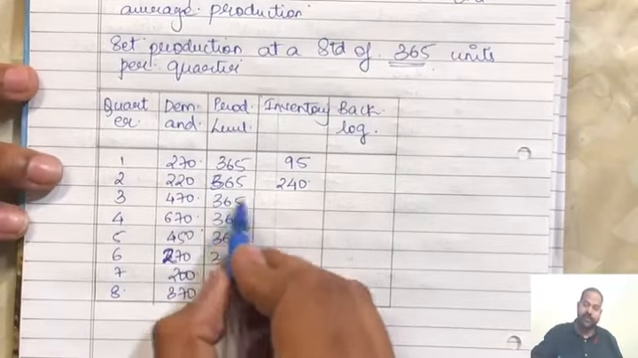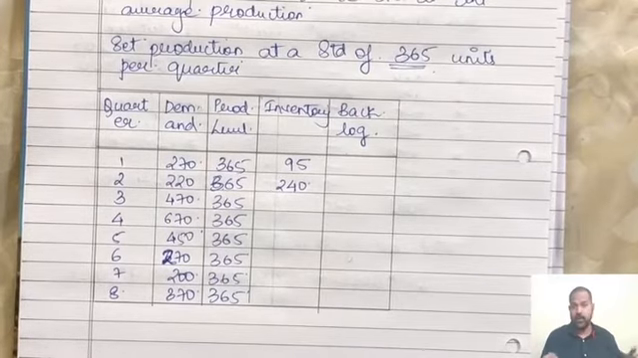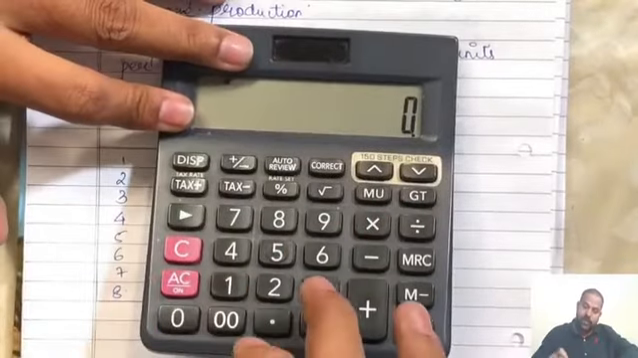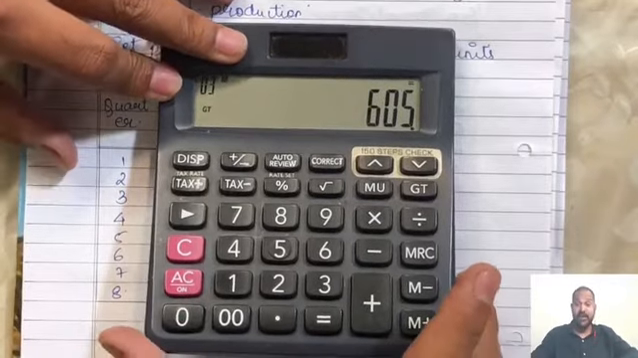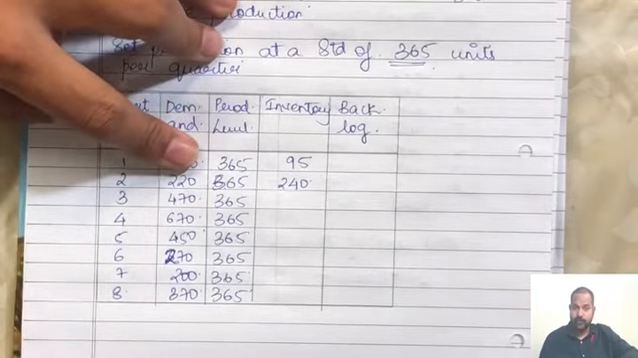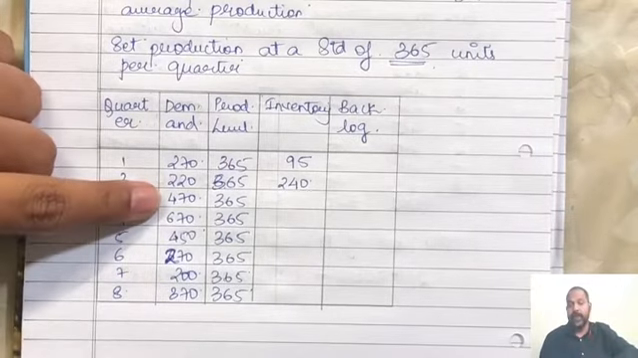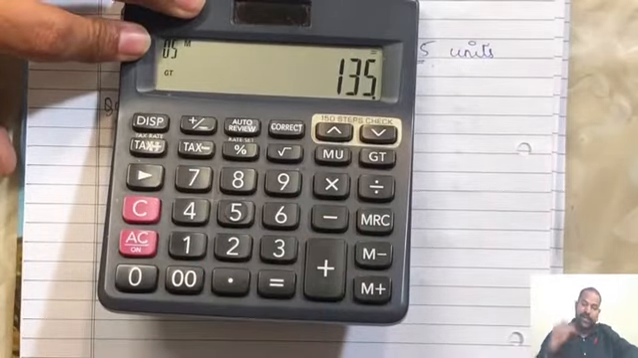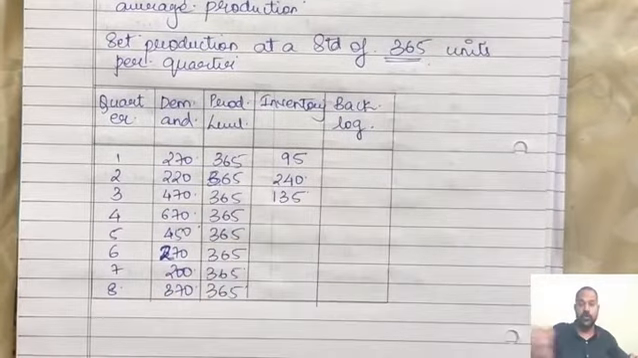Let's come to the next period. You will again produce 365 units. But there are 240 units in the inventory. So the 365 that you produce plus the 240 in the inventory is 605 units. These 605 units are what you have with you. But out of them, the demand is of only 470. So when you give away 470, which is the demanded, you are still left with 135 units.